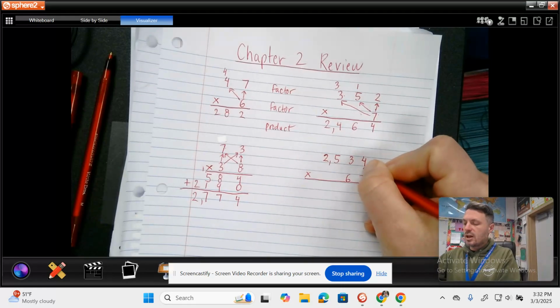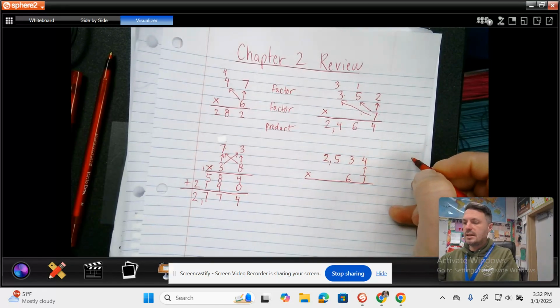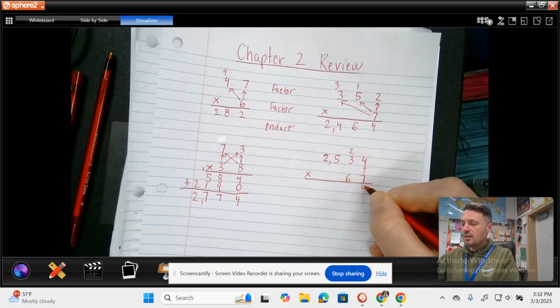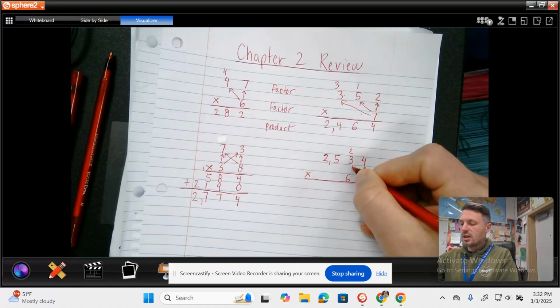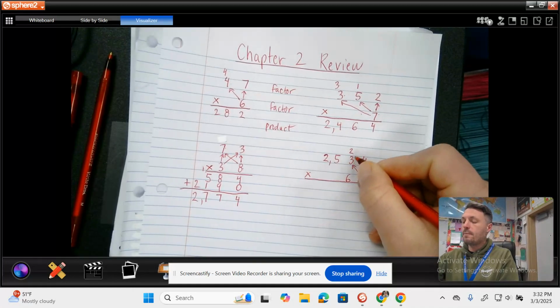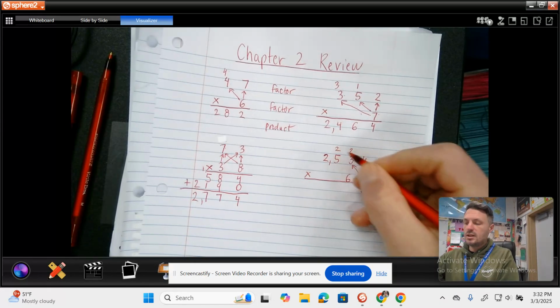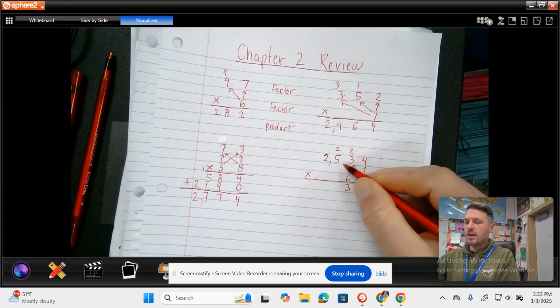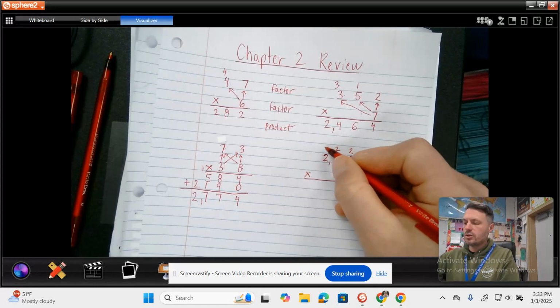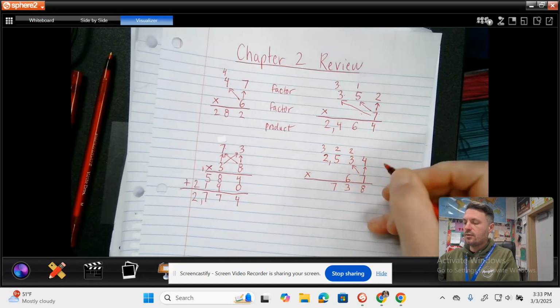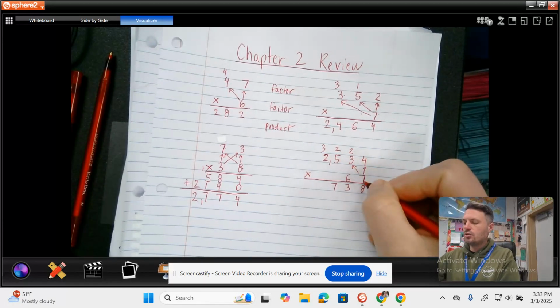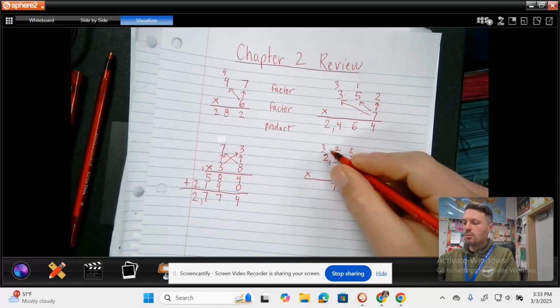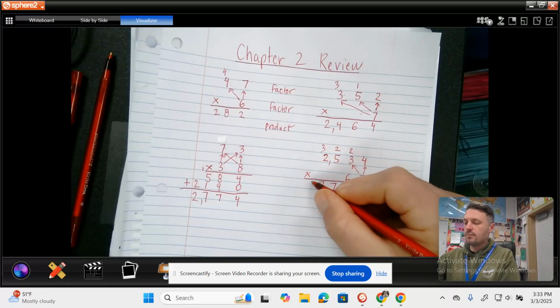So we start with 7 times 4. 7 times 4 is 28. Then we do 7 times 3. 7 times 3 is 21. Plus the 2 is 23. Then we do 7 times 5. 7 times 5 is 35. Plus the 2 is 37. Then 7 times 2 is 14. Plus the 3 is 17.